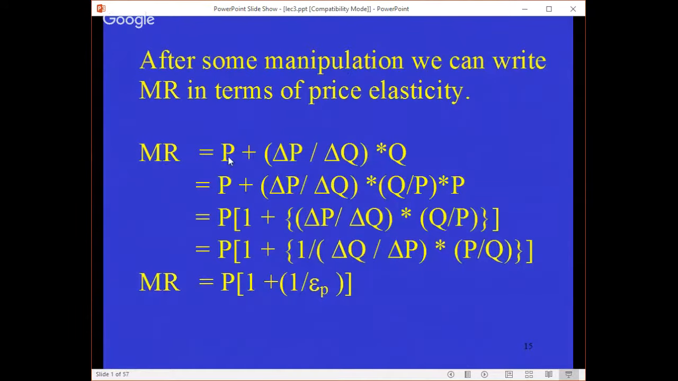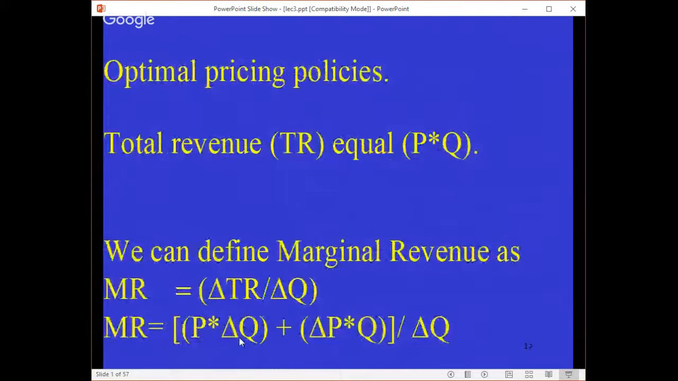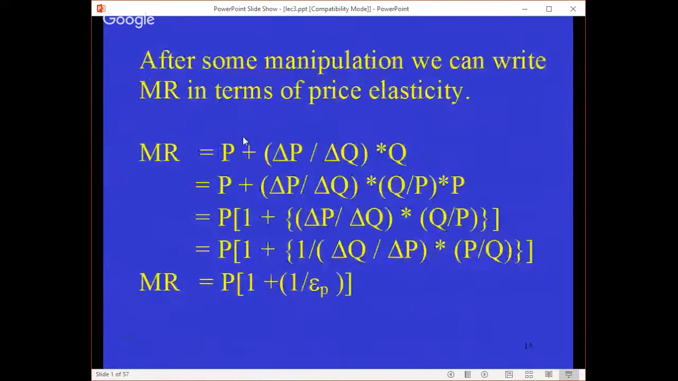Over here I had P times the change in Q. So here I'll get P plus delta P divided by delta Q, all times Q. Going back here, I have P times delta Q. Delta Q over delta Q is 1, so I'm just left with P. And therefore I have delta P over delta Q times Q. Everything times Q. So I can rewrite this simply by multiplying it by 1.